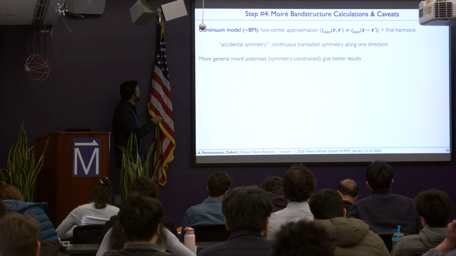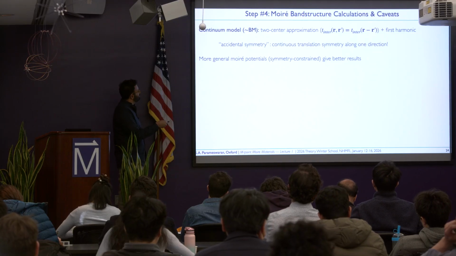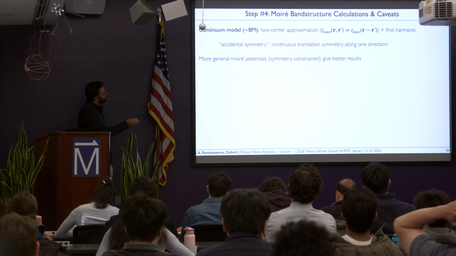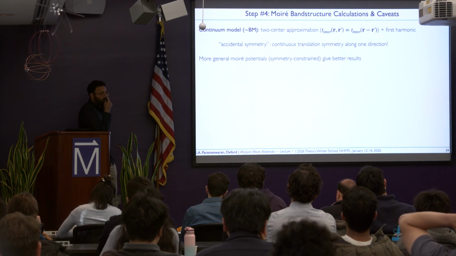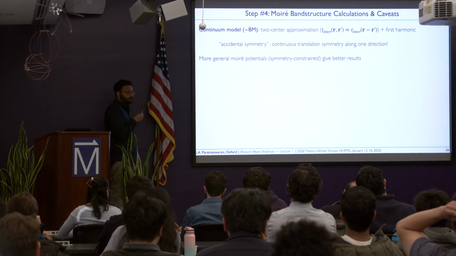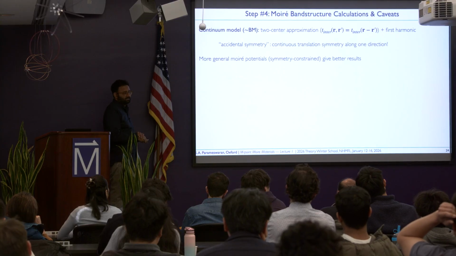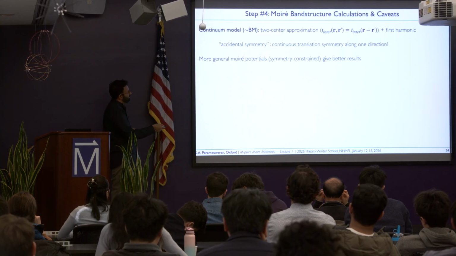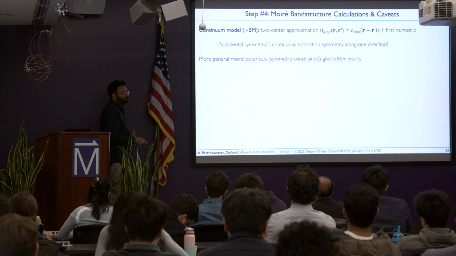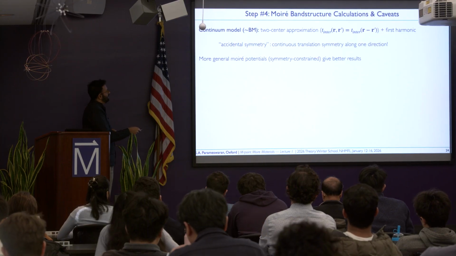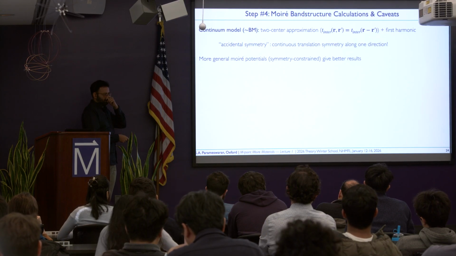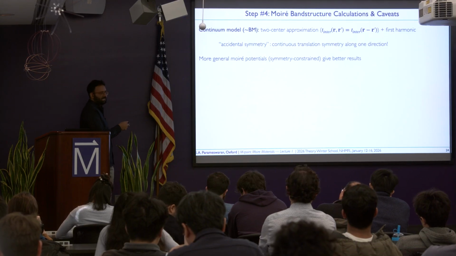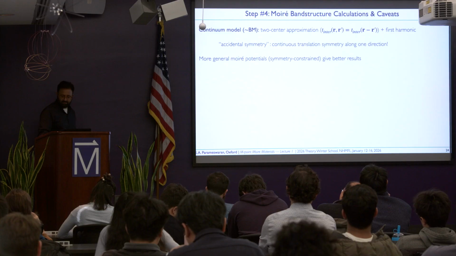I mentioned this already. If you do just the continuum model, Bistritzer-MacDonald, another ingredient is the statement that the interlayer tunneling between sites R and R prime only cared about the distance between R and R prime and not the detailed path that things take. Of course, this is an approximation, but it was a powerful one made by BM. And the second is to keep the first harmonic. If you just do that, you get an accidental symmetry with continuous translation along one direction. So you're going to have to do more general moiré potentials, but be symmetry constrained, to get new results, right?